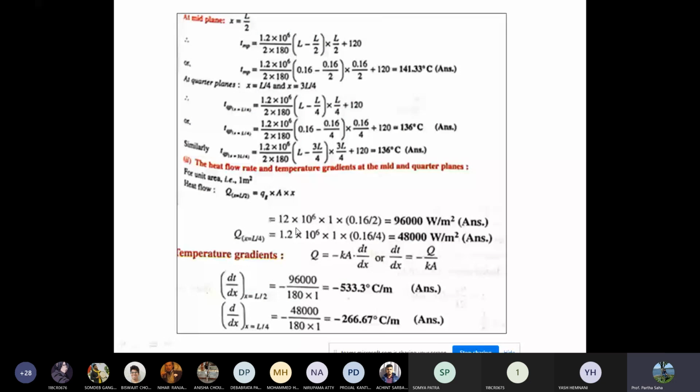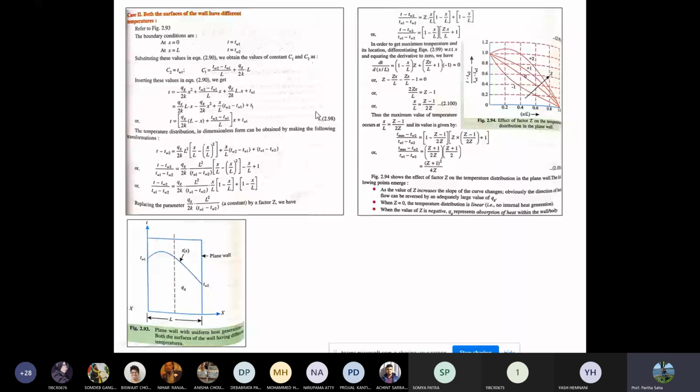The temperature gradient formula is Q equals minus KA dT by dx, so dT by dx, that is the temperature gradient, will be minus Q by KA. You already know Q, A is also 1, K you know. So if you just derive, it will be minus 533.6 degrees C per meter, and for L by 4 it will be minus 266.67 degrees C per meter. That's all. I hope you understand this problem. The only thing you need to remember is this expression.